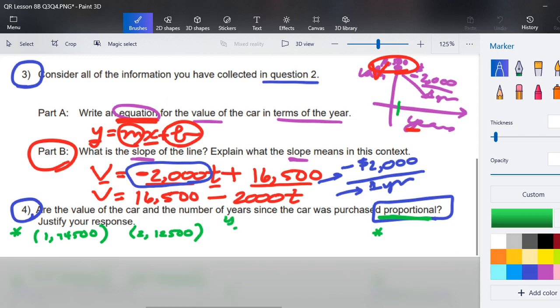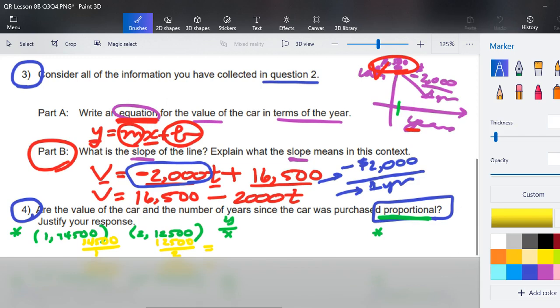In other words, what is the ratio y to x? Well, let's take the first one. Looking at the first one, we've got 14.5 to 1. Okay, there's a ratio, 14.5 to 1. Well, here's this ratio, putting y over x. Y over x is going to be 12.5 to 2.